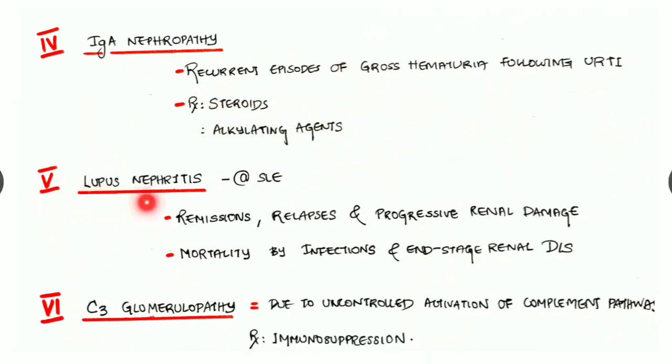The fifth one is lupus nephritis seen in SLE. Remissions, relapses and progressive renal damage are the characteristic features. And the mortality is due to infections and end-stage renal disease.